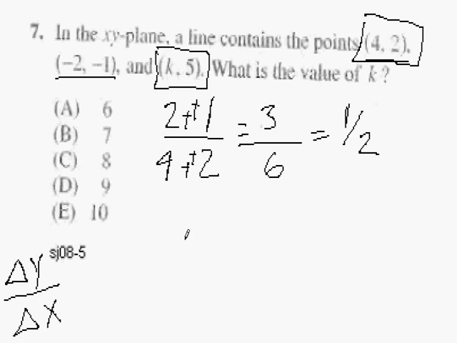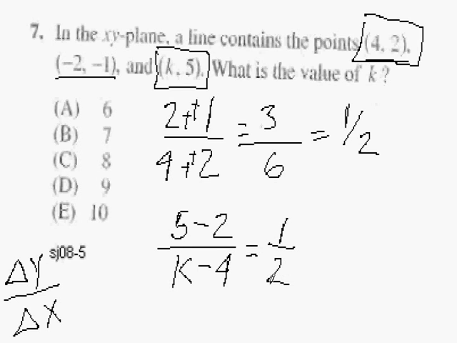So let's try this. y2, so we'll say 5 minus 2. So the change in y is going to be the same as the change in x over k minus 4 equals, and we know the slope on a line is constant, so the slope between any 2 points is the same thing, so it equals 1/2. So 5 minus 2, 3 over k minus 4, so 1 over 2 equals 3 over k minus 4.